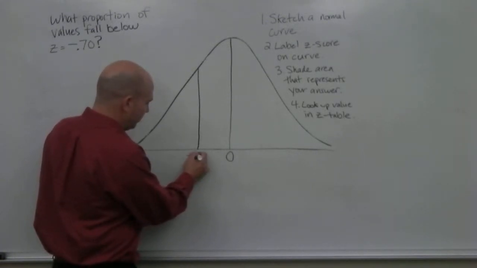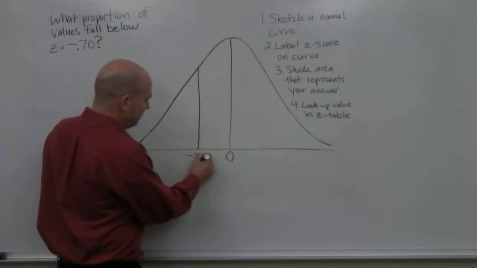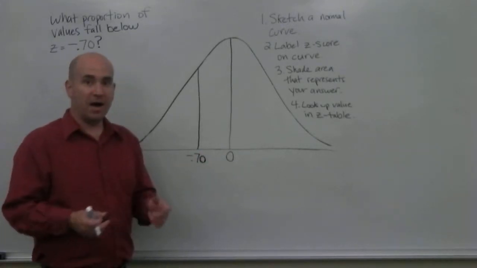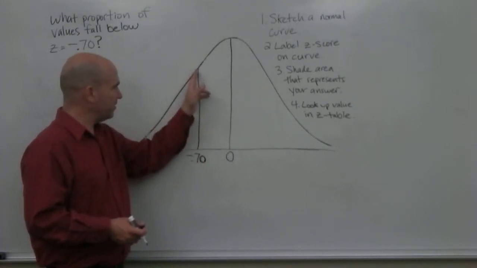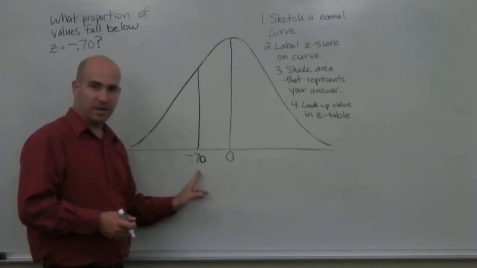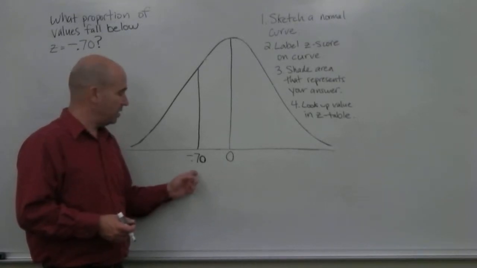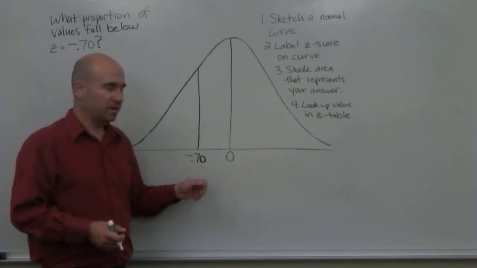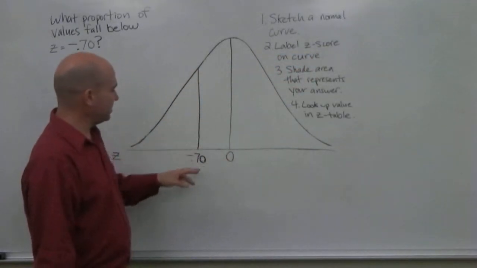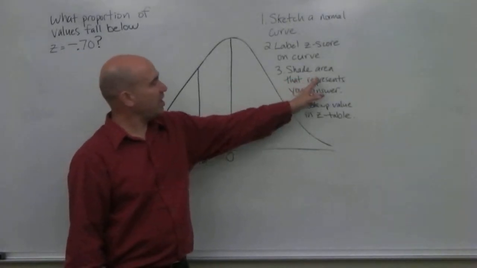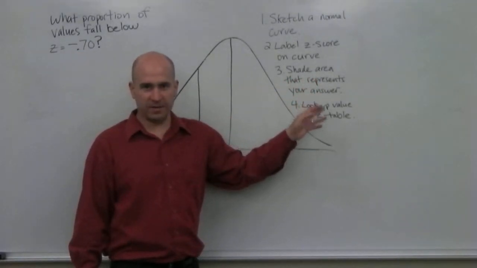Okay, so negative 0.70. Even if I had asked for the proportion of values above a negative 0.70, I would still be drawing my vertical line to the left of the mean, or to the left of 0, because my z is negative. Right? So I've labeled the z-score on the curve. I completed that second step. And now I'm going to shade the area that represents our answer.